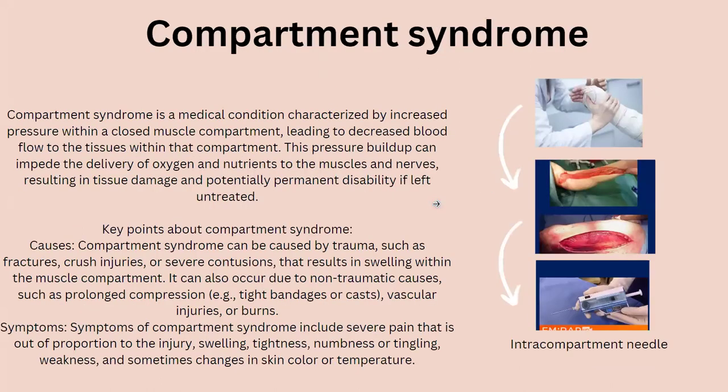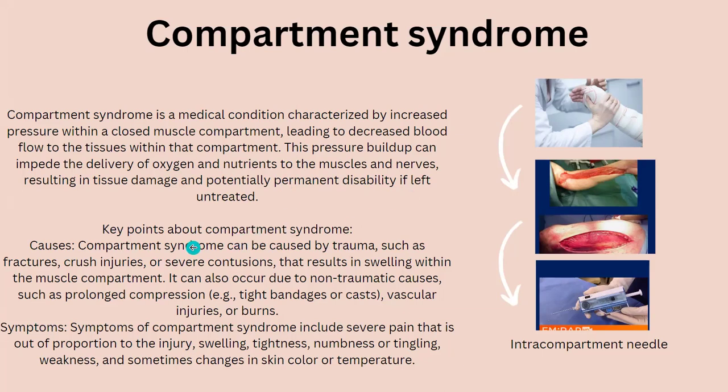Now, compartment syndrome. Compartment syndrome is a medical condition characterized by increased pressure within a closed muscle compartment, as the name suggests. This leads to decreased blood flow to the tissues within the compartment. The pressure buildup can impede the delivery of oxygen and nutrients to the muscles and nerves, resulting in tissue damage and potentially permanent disability if left untreated.